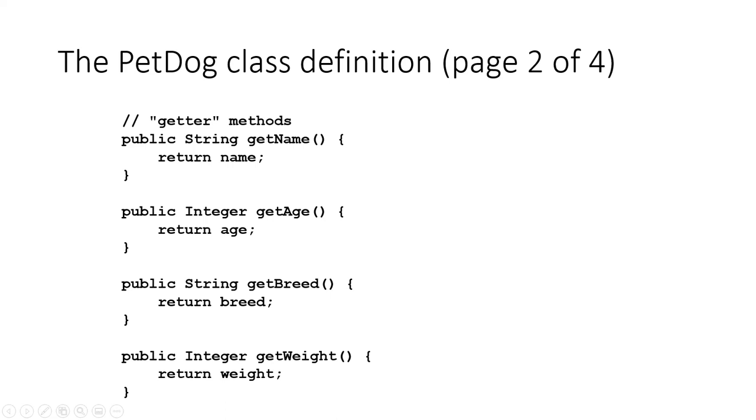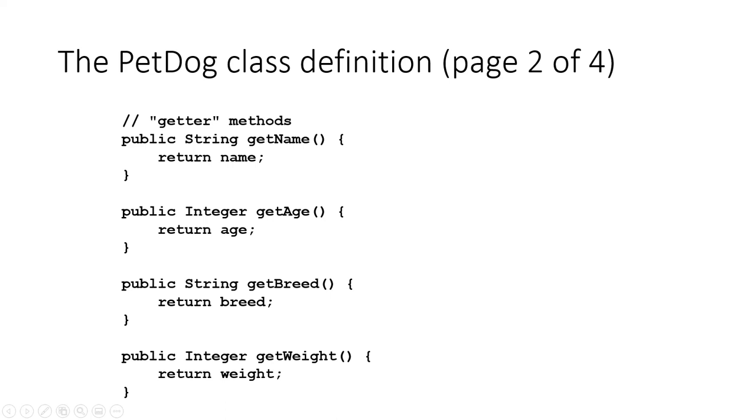They start with the keyword public. Then they have the data type of the answer that is going to be returned by the method. And then the name of the method starts with get, followed by the name of the property. And we capitalize the first letter of the property, even though the property name doesn't have it that way. That's easier to read for humans. So the get name method is going to return a string.